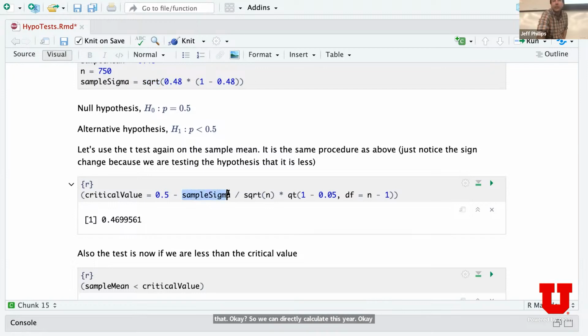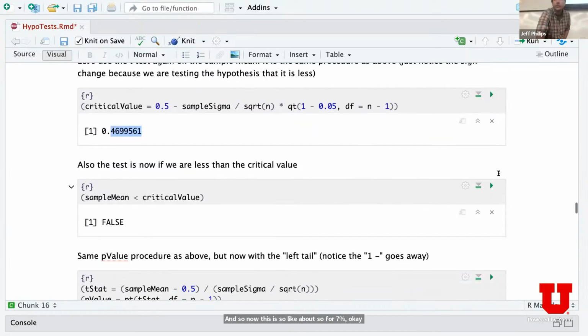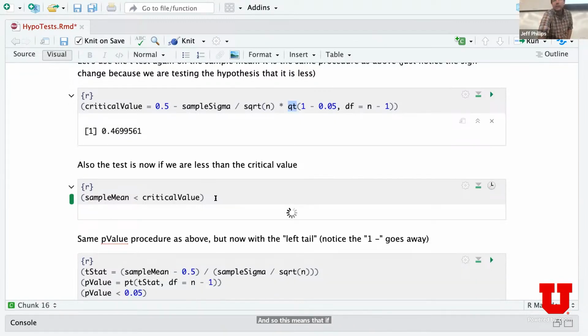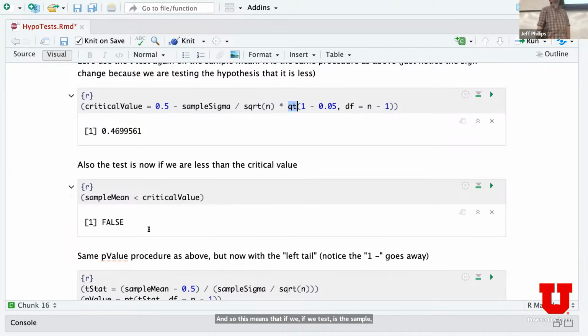Okay, and then we can plug that in here to get... It's still an estimate of it, so we still need to use the t distribution to get the critical value. And so now this is like about 47%. Okay, and so this means that if we test, is the sample mean less than the critical value, it gives us the answer false. Okay, so should we reject the null hypothesis?